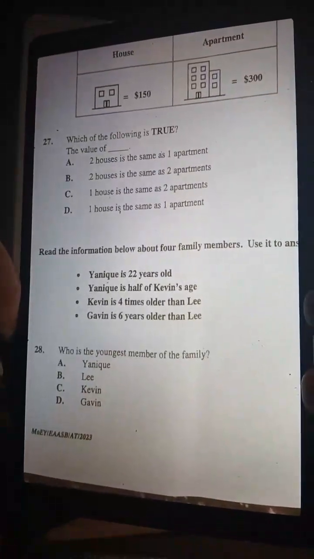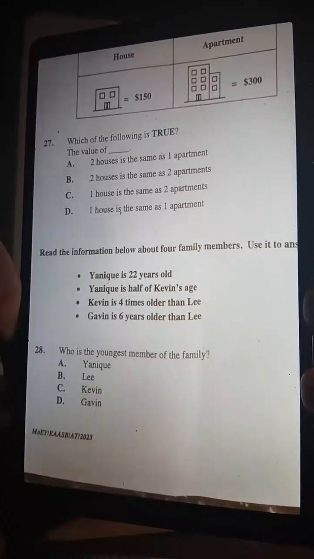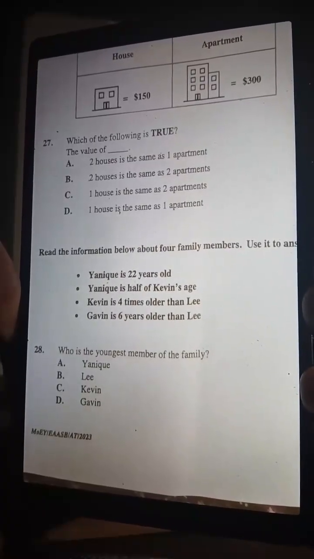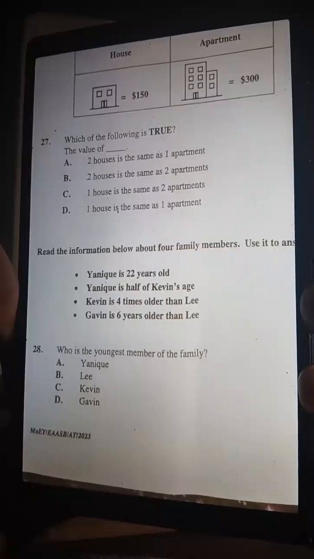Yannick is 22 years old. Yannick is half of Kevin's age. That means add 22 plus 22, Kevin is 44.